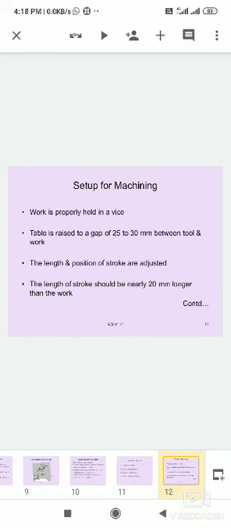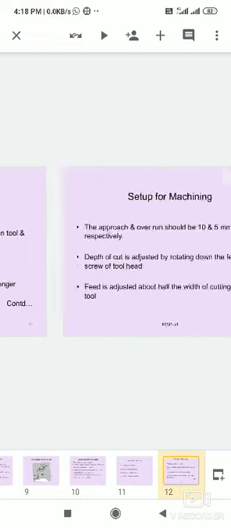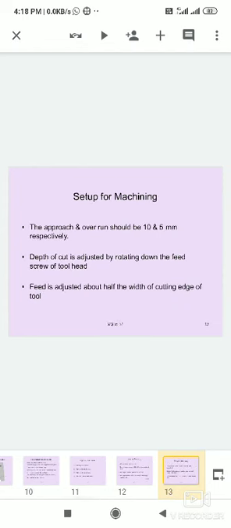The length of stroke should be nearly 20 mm longer than the work. Length of stroke is very essential. The approach and overrun should be 10 and 5 mm respectively. Depth of cut is adjusted by rotating down the feed screw of the tool head.